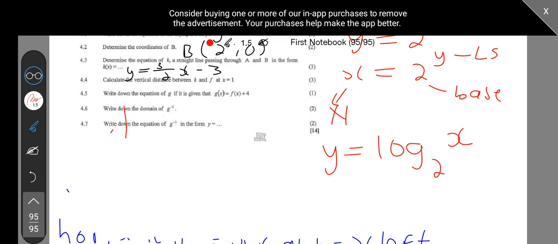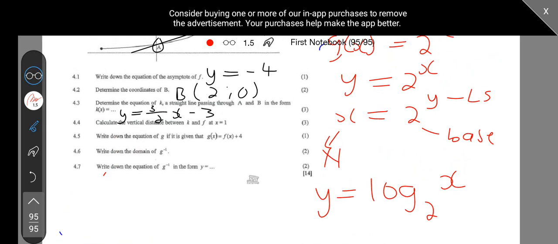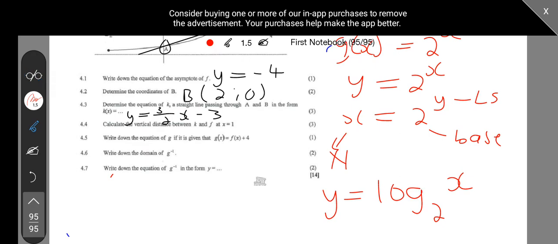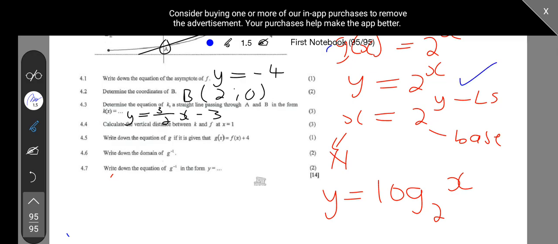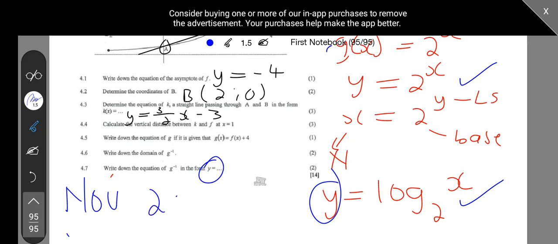Let me tell you how they mark the equation for the inverse. First of all, the 1 mark is for swapping. You have swapped here. So there's 1 mark for swapping, and there's 1 mark for final answer, provided it's written in the form y equal to, as they've stated here. So make sure you are able to do this. This was November 2023 NSC final exam, question 4.